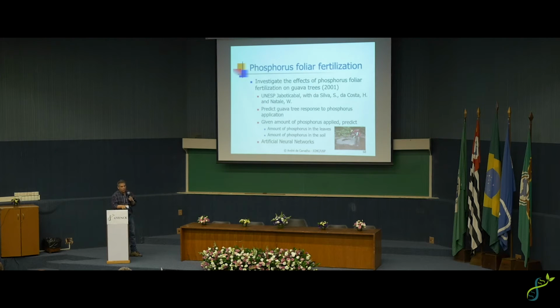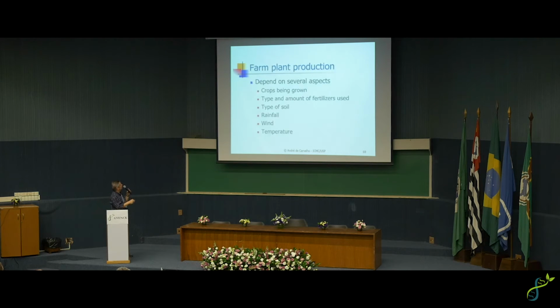So I'll just quickly mention 2 of the works. The first work we did was in 2001, so almost 20 years ago. It was with Unesp Jaboticabal, and the idea was to investigate the effects of phosphorus foliar fertilization on guava trees. Guava is a very common tree in Brazil. So we wanted to predict the response to phosphorus application by trying to predict the amount of phosphorus in the leaves and in the soil. And for that, we used artificial neural networks.